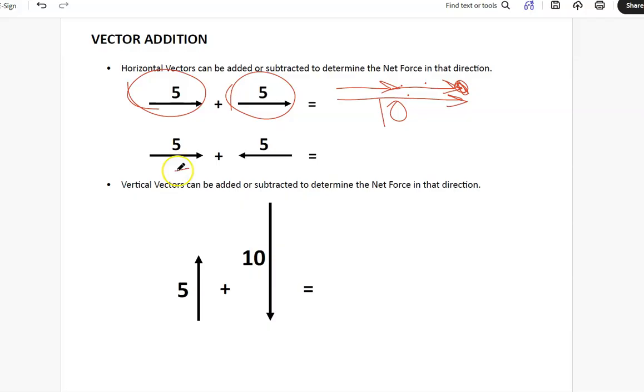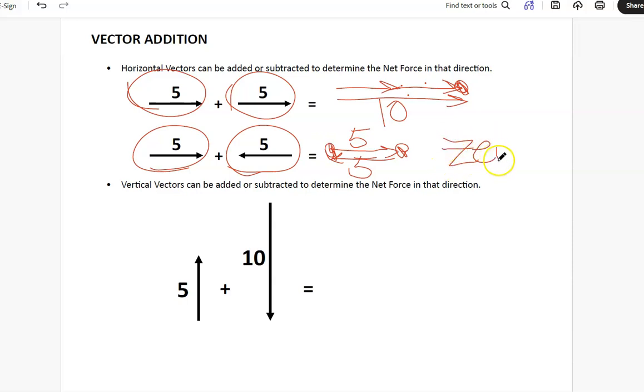In this simple example, we have a vector to the right with a value 5 and a vector to the left with a value 5. Well, they're going to completely cancel each other out. Whatever the first vector did of moving from here to here, if you add a vector in the opposite direction with the same magnitude, you're just back to where you started from. So the sum of these 2 vectors is 0.